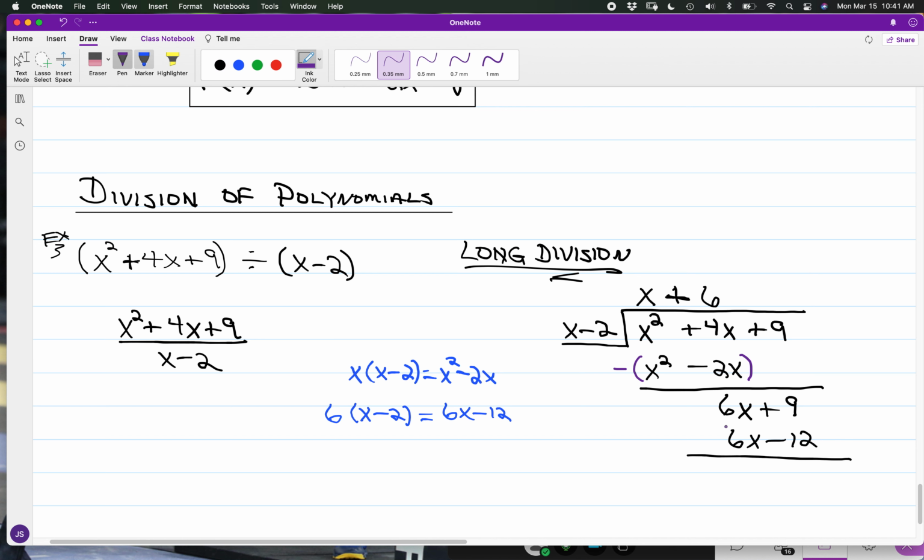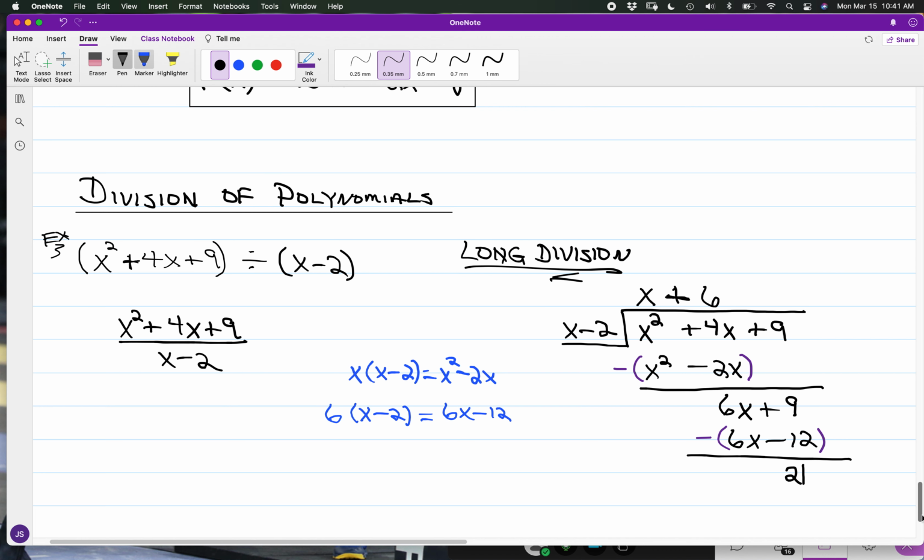And we have another round of eliminating. So subtracting. So 6x's will go out. Now we have 9 minus negative 12 will be 9 plus 12. So this will be 21. And I can no longer take x. I can no longer continue. So I cannot take x directly into 21.